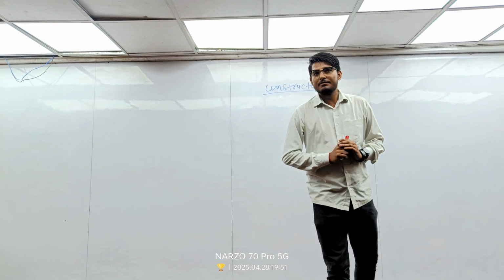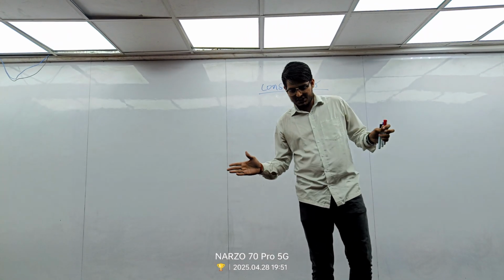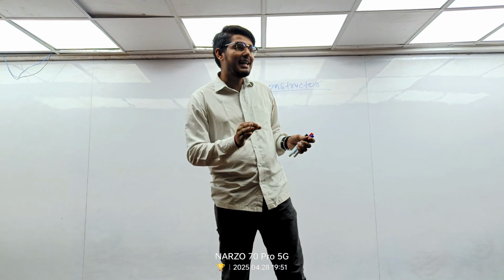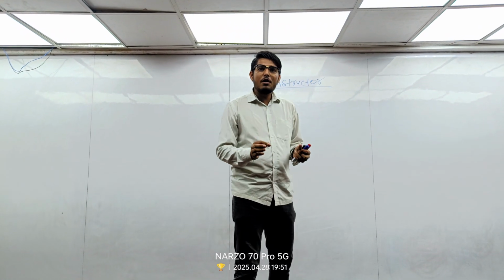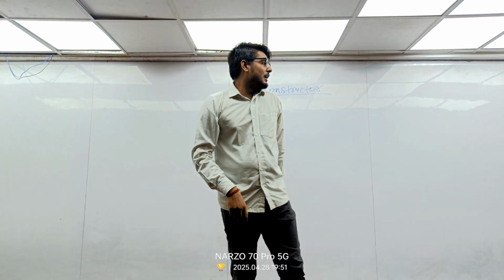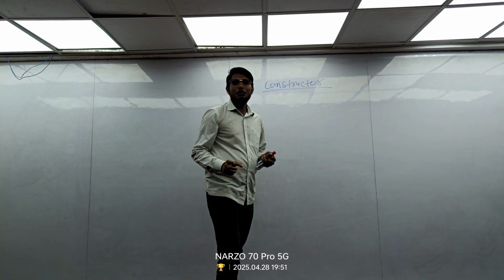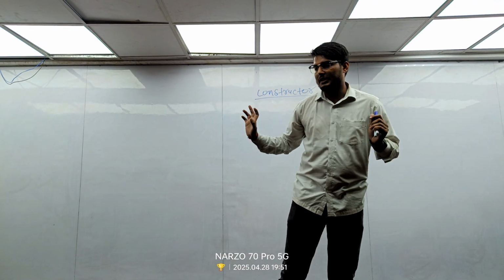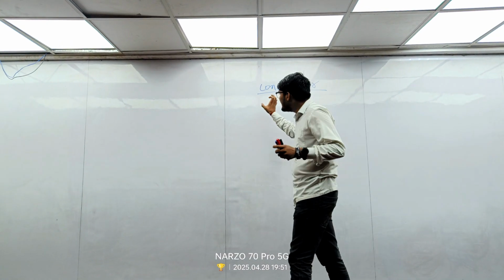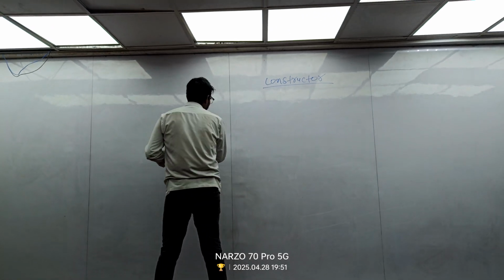A constructor is a special type of method in Java. It is used to initialize the object at the time of object creation. The key words here are initialization of the object at the time of object creation. I have taken one example to explain everything about constructors.